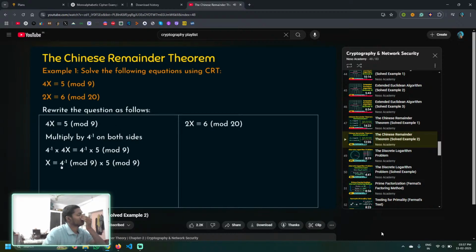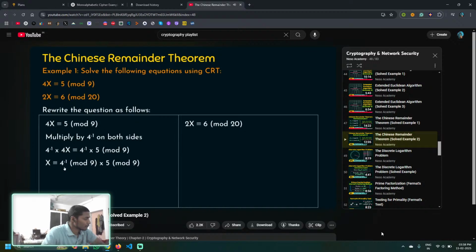Let's try with 2. 2 into 4 is 8. When 8 is divided by 9, we get 8 as the remainder, not 1. Let's try 3. 4 into 3 is 12. 12 mod 9 is 3. Let's try 4. 4 into 4 is 16. 16 mod 9, we get 7. Let's try 5. 4 into 5 is 20. 20 mod 9, we get 2. Let's try 6. 6 into 4 is 24. 24 mod 9, what will we get? We get 6, right? So let's try 7. 4 into 7 is 28. 28, when divided by 9, we get 1 as the remainder.